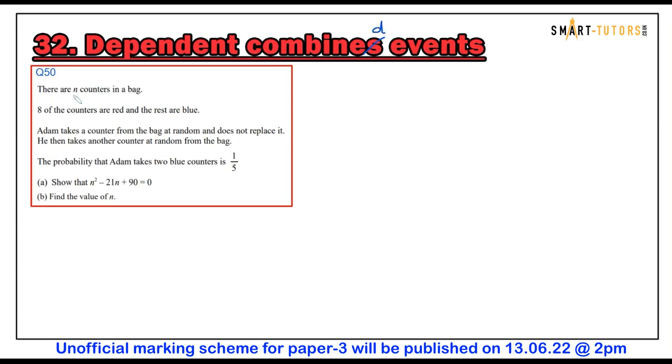So there are n counters in a bag. 8 of the counters are red, the rest are blue. So total is n, and red is going to be 8, and the blue is going to be the remaining, so n minus 8.